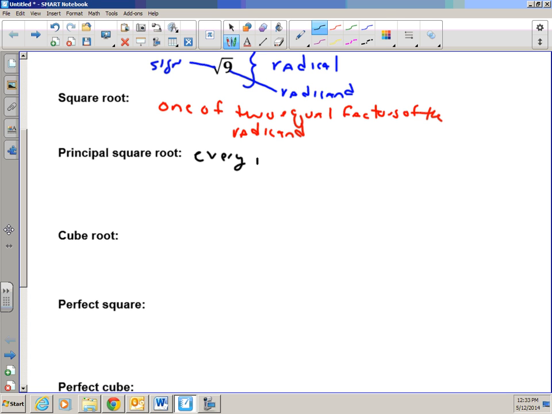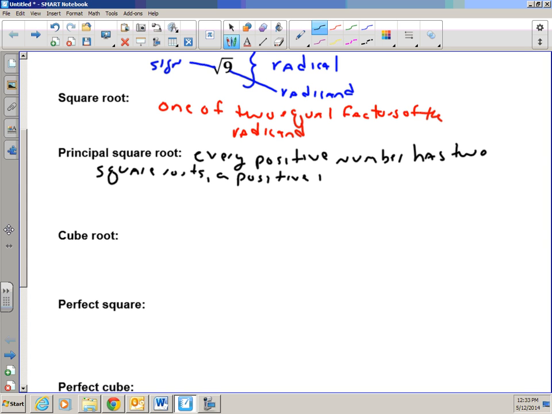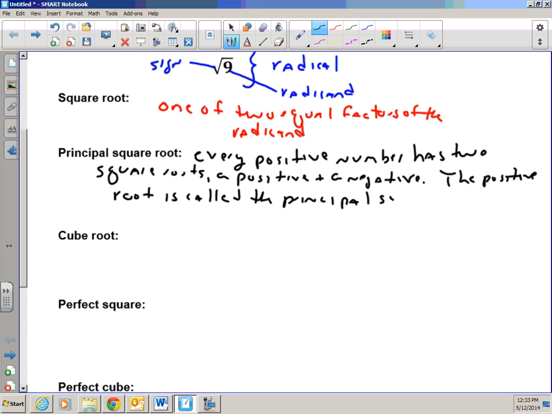And what is that? Every positive number has two square roots, a positive and a negative. A positive root is called the principal square root. Okay.